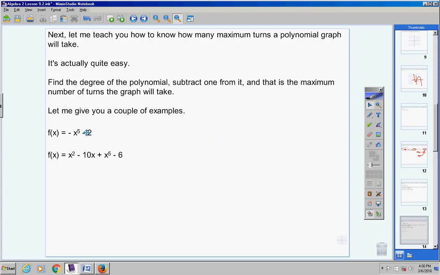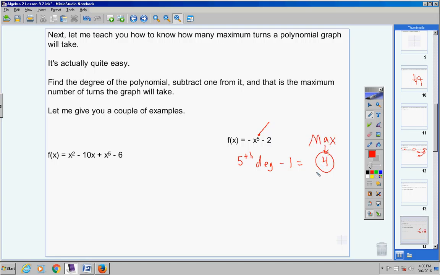Now, my degree is 5. Okay, that's the highest variable exponent I have. So, I have a 5th degree polynomial function. Got it? So what do I do? I subtract 1 from that, and I get what number? 4. So if I were to graph this function, it'll take no more than 4 turns. The maximum number of turns it can take is 4.